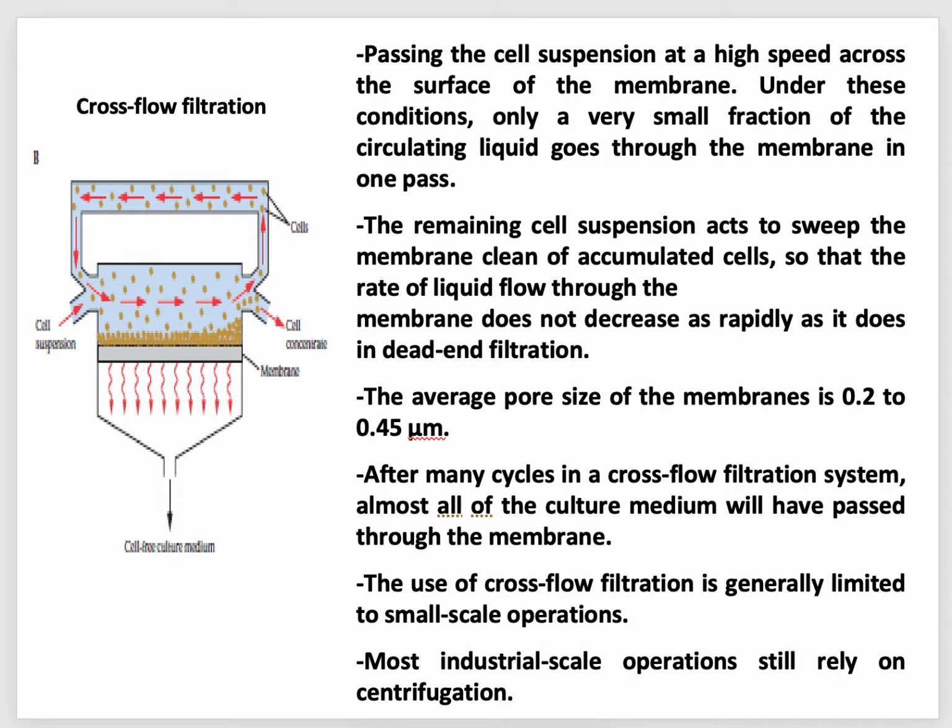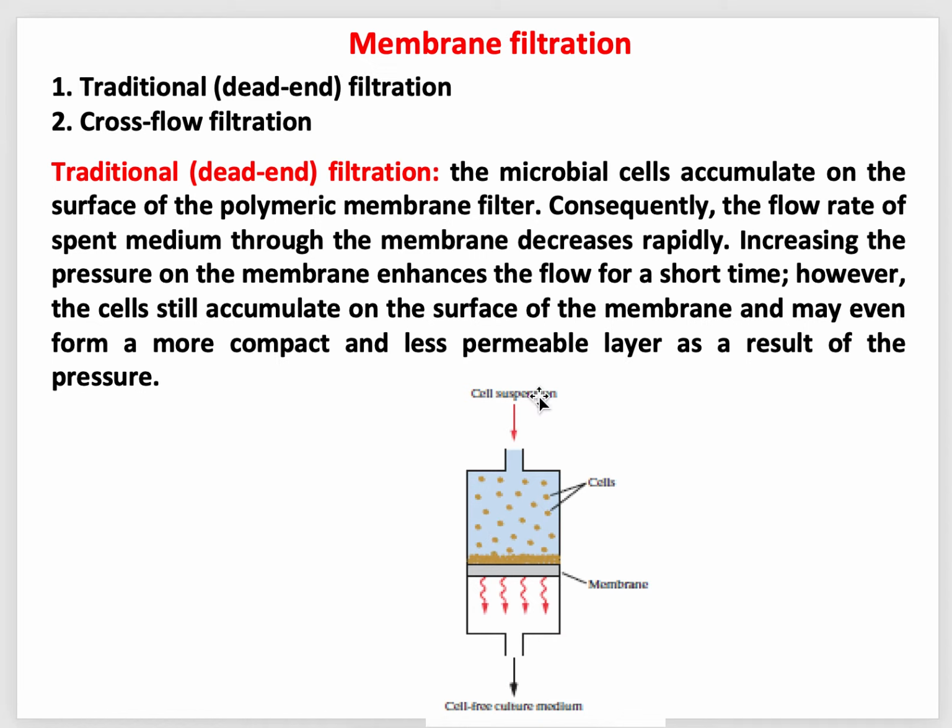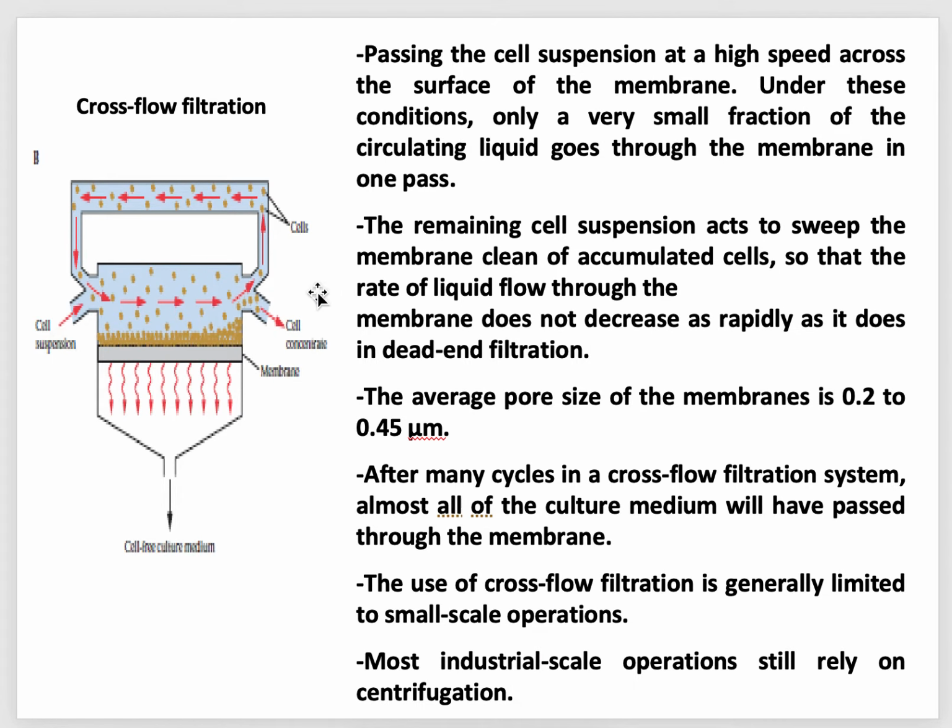So what do we understand by cross flow filtration? In this case, we pass the cell suspension, that means media with the cells, at a high speed across the surface of the membrane. Not from the top like this, but side by side, in a cross flow direction. So what happens under these conditions? Only a very small fraction of the circulating liquid goes through the membrane in one pass. The liquid keeps recirculating.